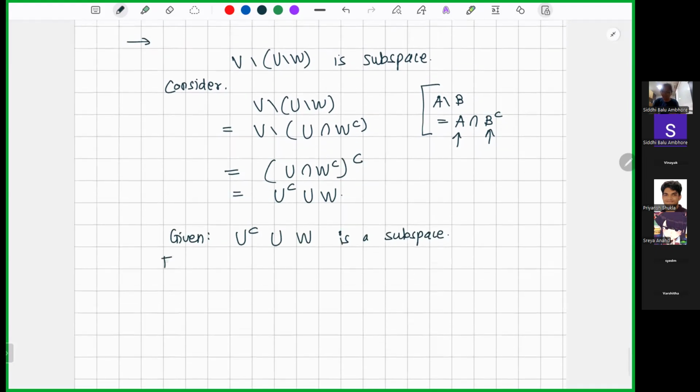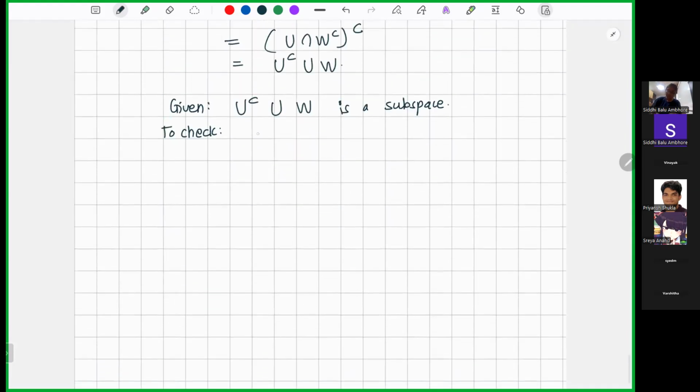Now what I have to check is that either U is V or U is contained in W. This is what I need to check. So how to prove this? What they are saying is whenever this U complement union W is a subspace, one of these two conditions must be satisfied. That I either must get that U is V or U must be contained in W.